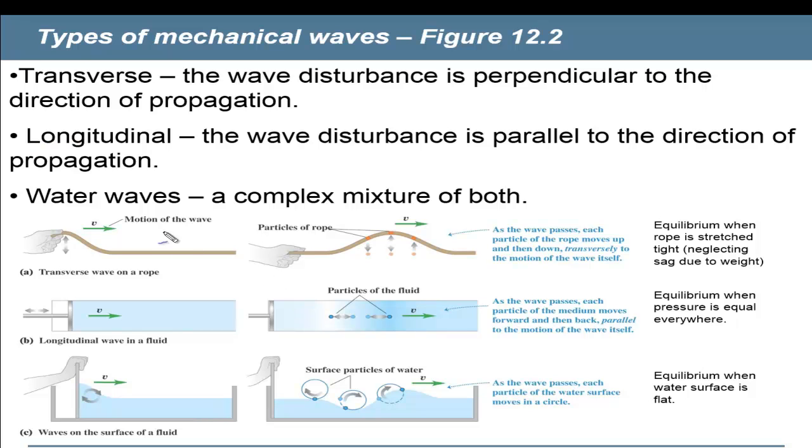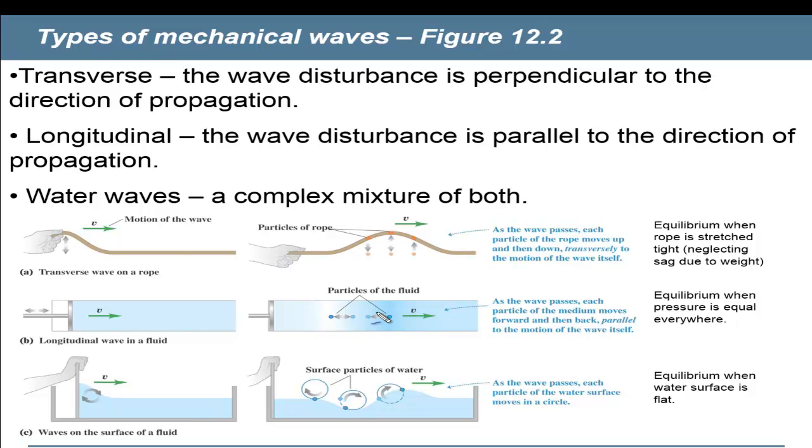So let me say that there's always going to be an equilibrium position, and a wave is a disturbance from that equilibrium, right? The equilibrium for a transverse wave on a rope here would be when the rope is stretched tight. That would be its equilibrium position, of course, only if we neglect the effects of gravity and the sag in it. In reality, with gravity, we'd have some sag in it, and that might be its equilibrium position.